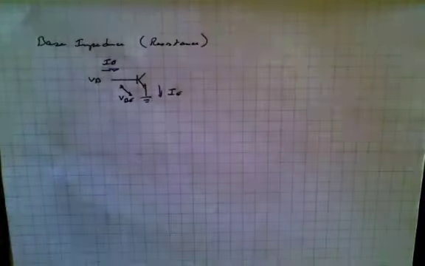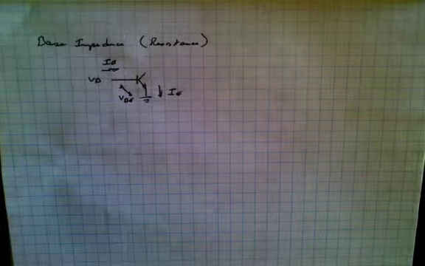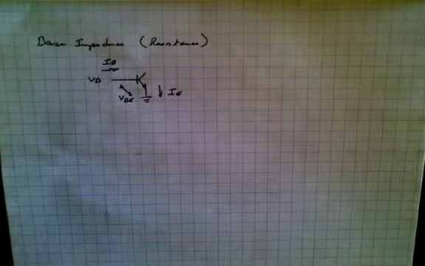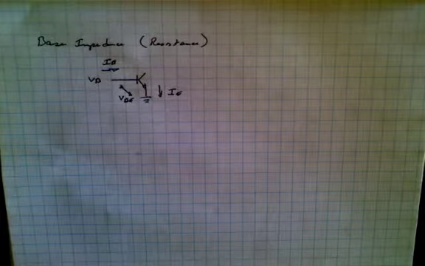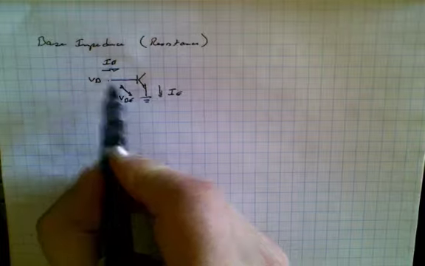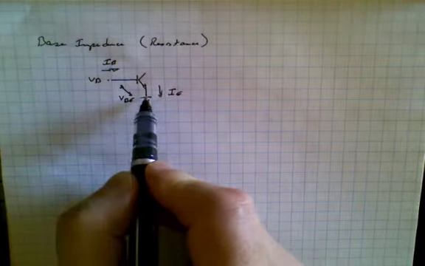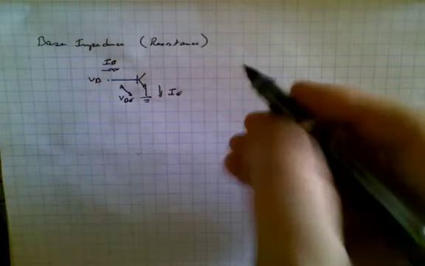Base impedance, or resistance into the base of a transistor. How can we go about determining what this is? If we take a look at a very simple model here of a transistor, we notice that we have the voltage at the base, and that happens to be equal to the voltage base to emitter. And we have a current going into it.